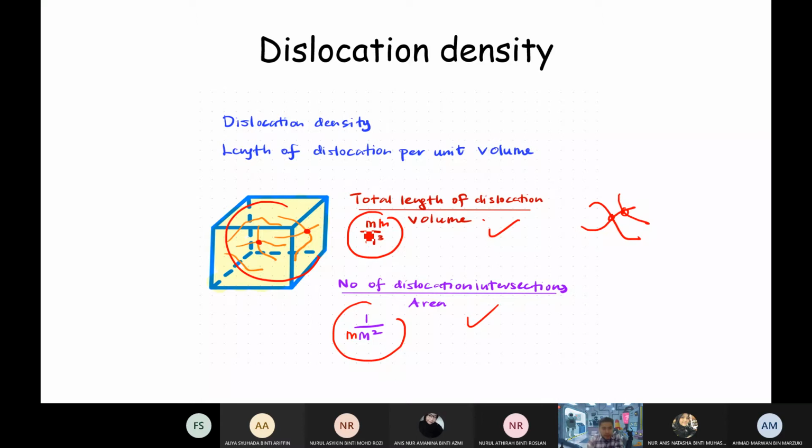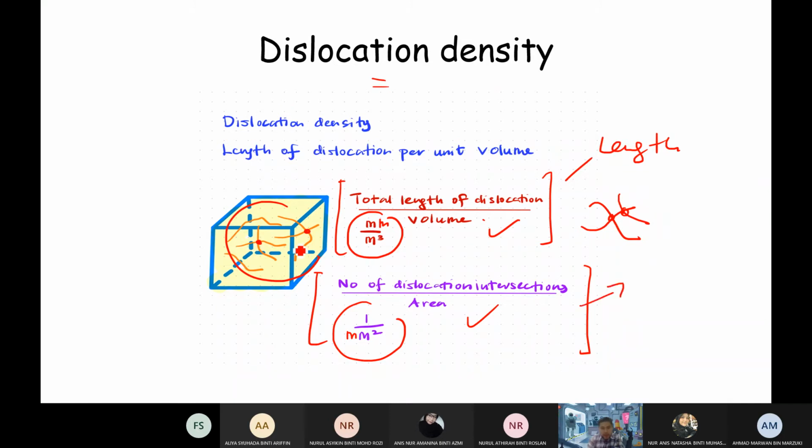Nampak tak beza antara dua cara kita nak kira density ni? This one and this one. Okay, for the first method, we measure the length of a dislocation. But for this number two technique of dislocation density calculation, we measure what?